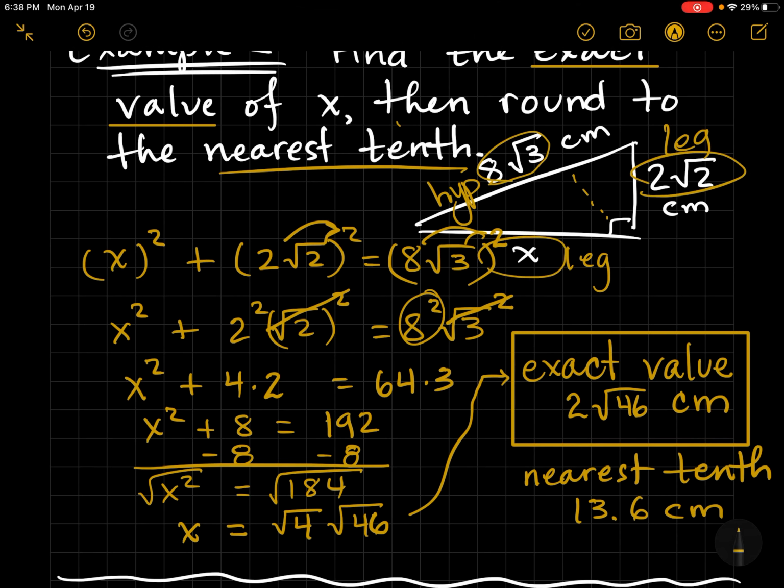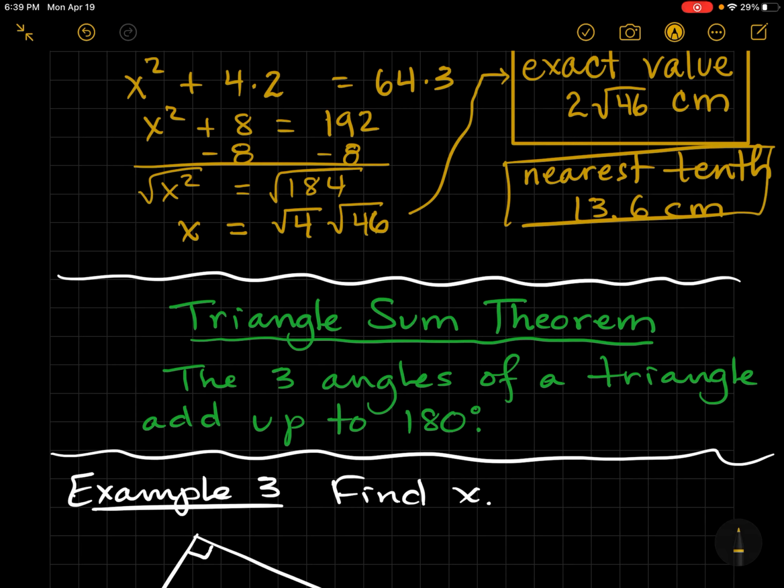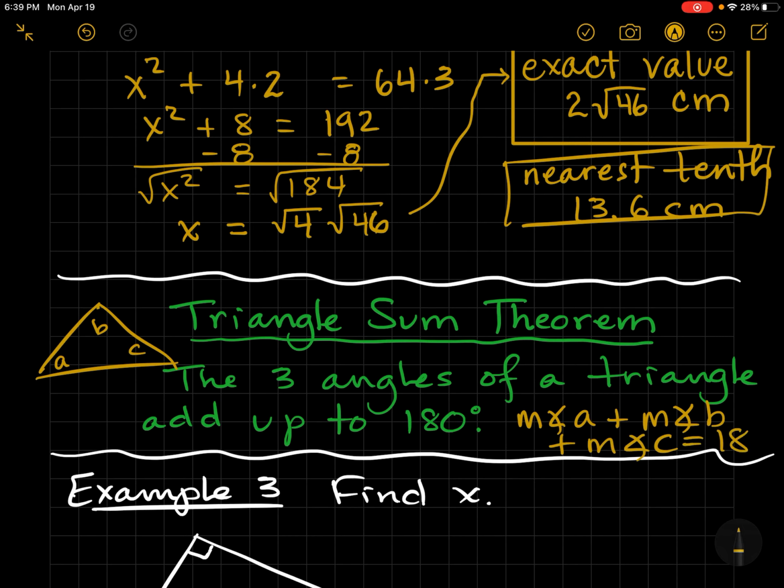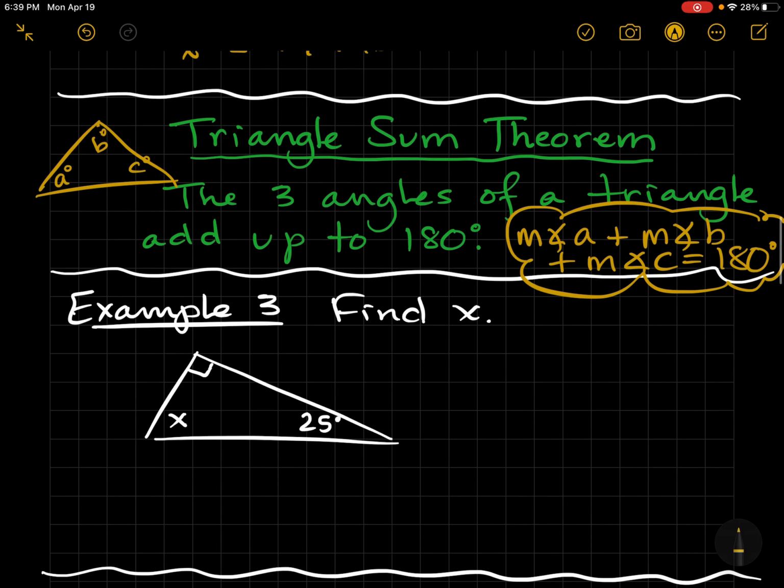Let's move on. The triangle sum theorem says that the 3 angles of a triangle add up to 180 degrees. So if you had a triangle, angle A plus B plus C, or I should say the measure of angle A plus the measure of angle B plus the measure of angle C equals 180 degrees. That's what the theorem says. You add those 3 angles, and all those degrees add to 180.